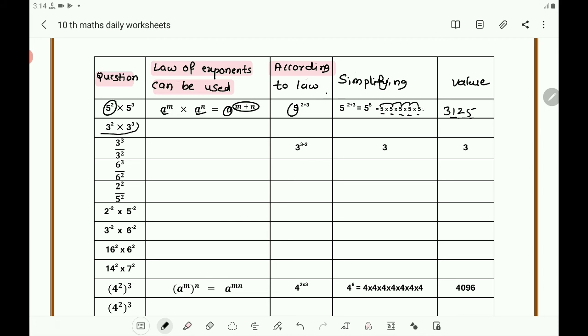Next, here 3 power 2 into 3 power 3. Here the bases are same. So find the law which can be used, and according to that law what you have to write, complete this table. Here also you write.